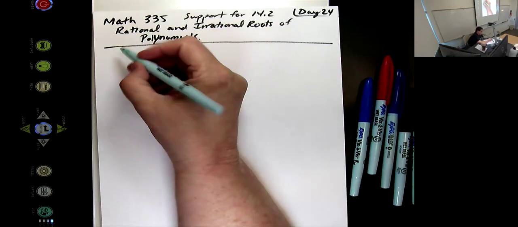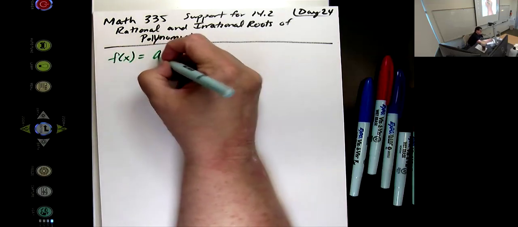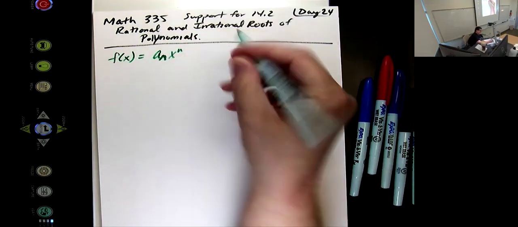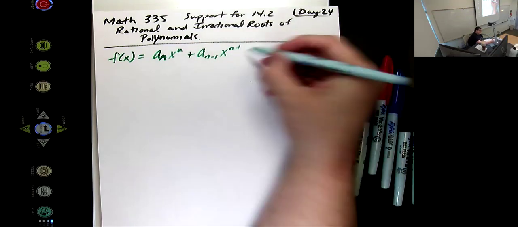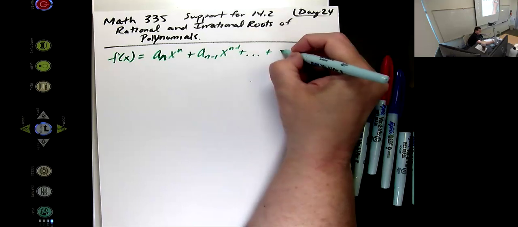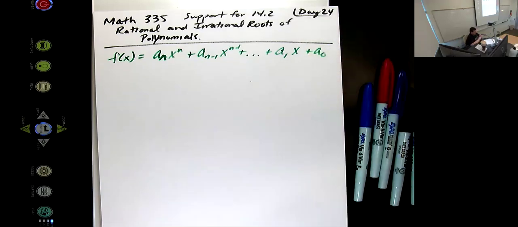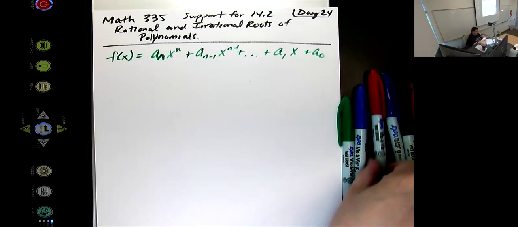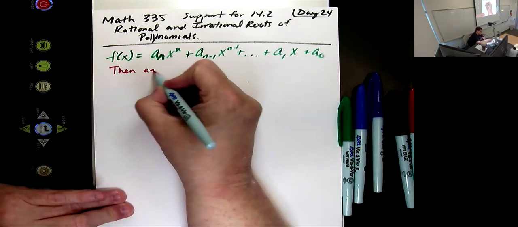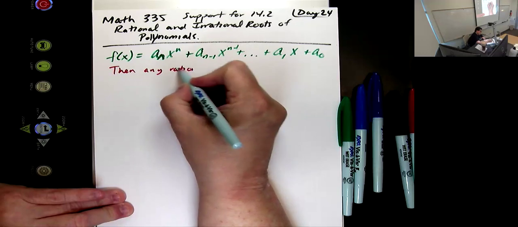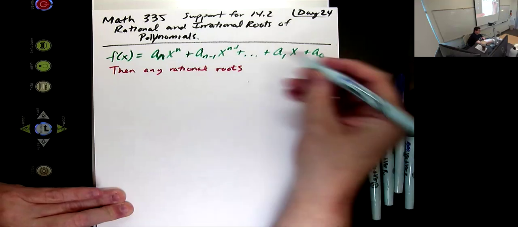Recall, f of x looks like a sub n x to the n plus a sub n minus 1 x to the n minus 1 plus, we'll skip some terms, a sub 1 x plus a sub 0. Then any rational roots... And what's a root for a polynomial? Can someone tell me that?